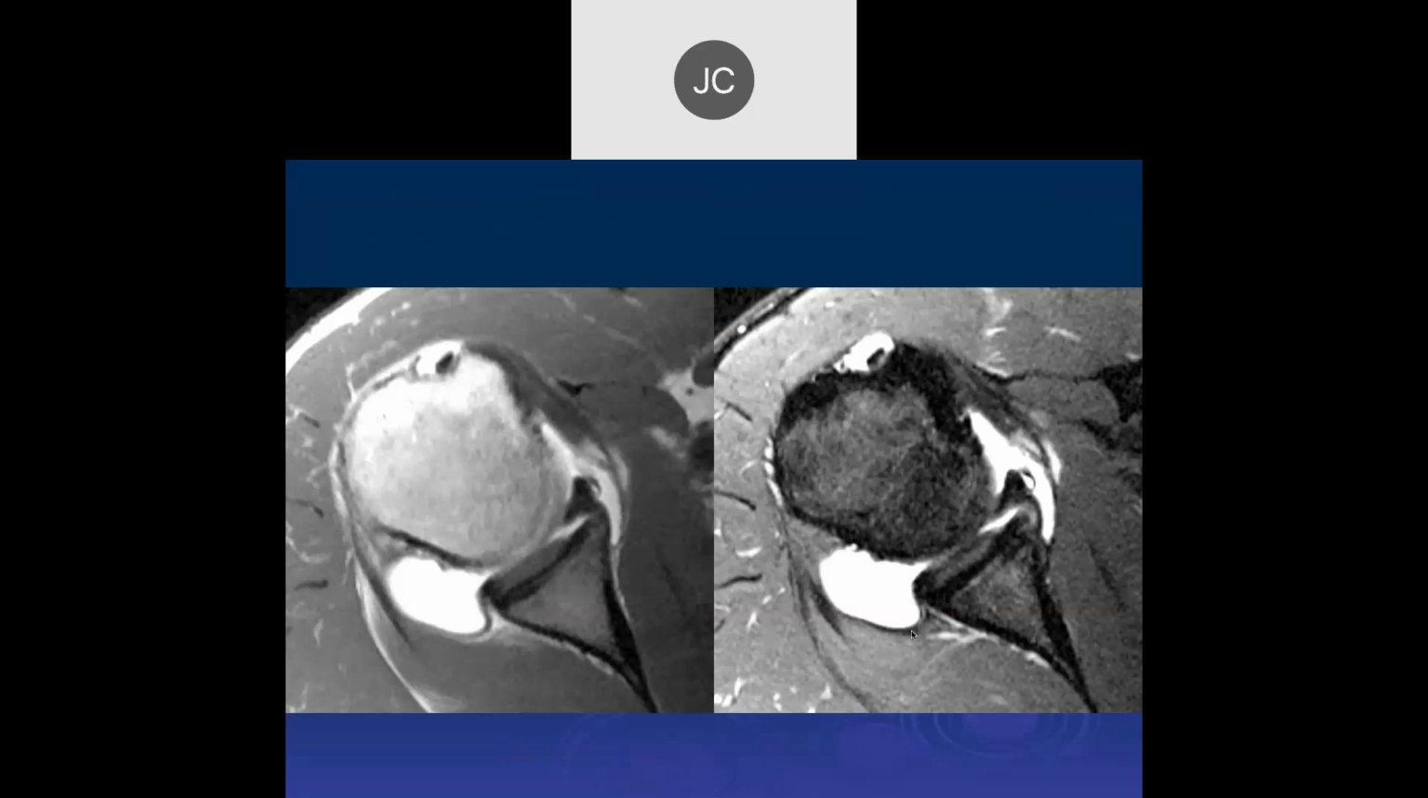All right. So this one looks like there's a tear of the anterior labrum, and it looks again like there's disruption of that articular cartilage. Right. So this is another anterior labral tear with a GLAD lesion, and the periosteal attachment is still intact.